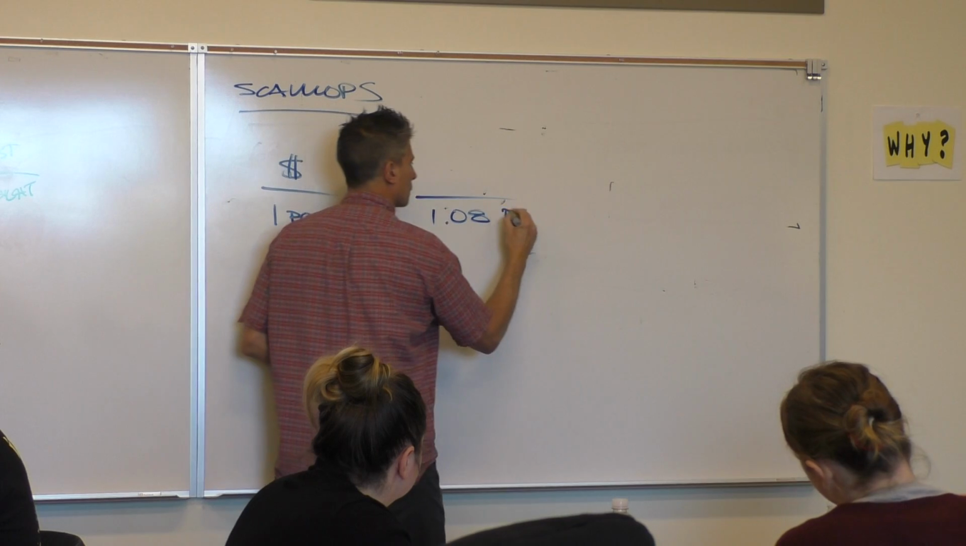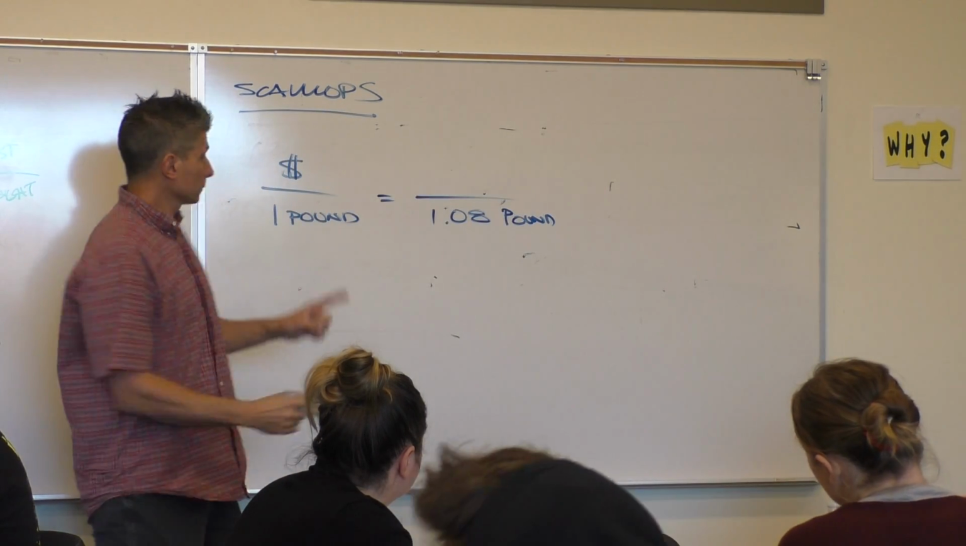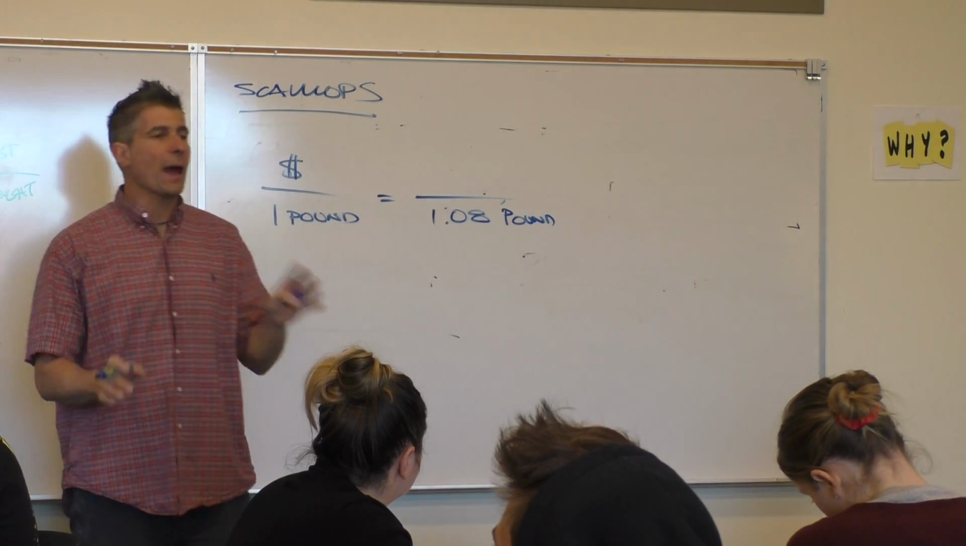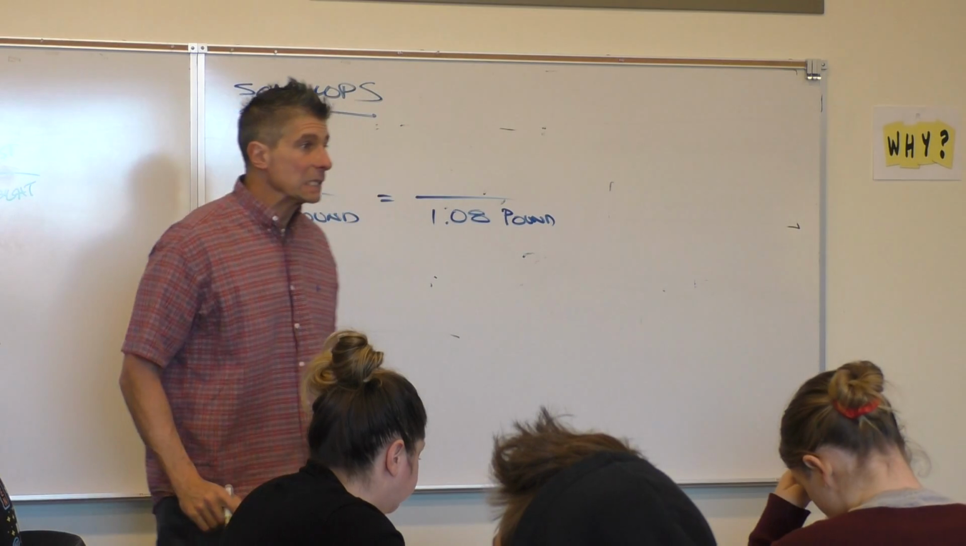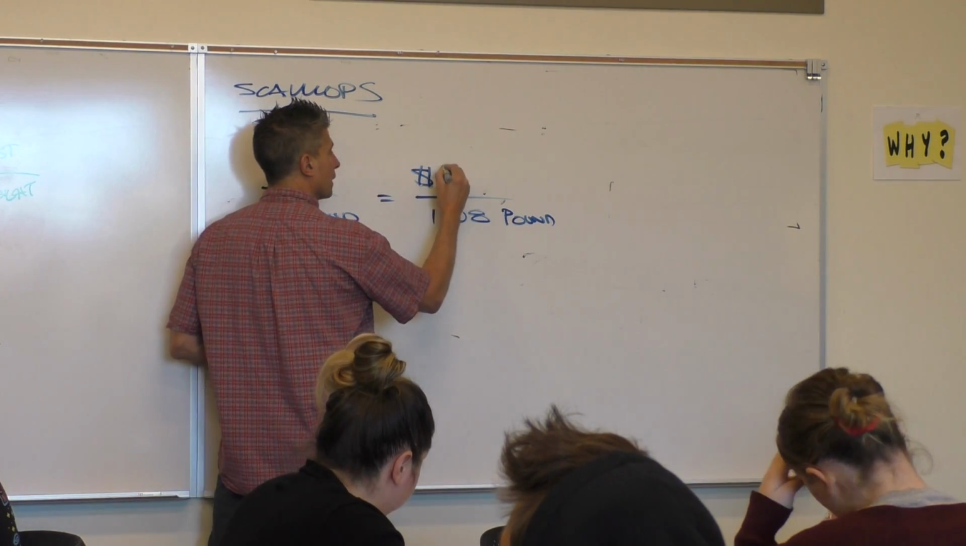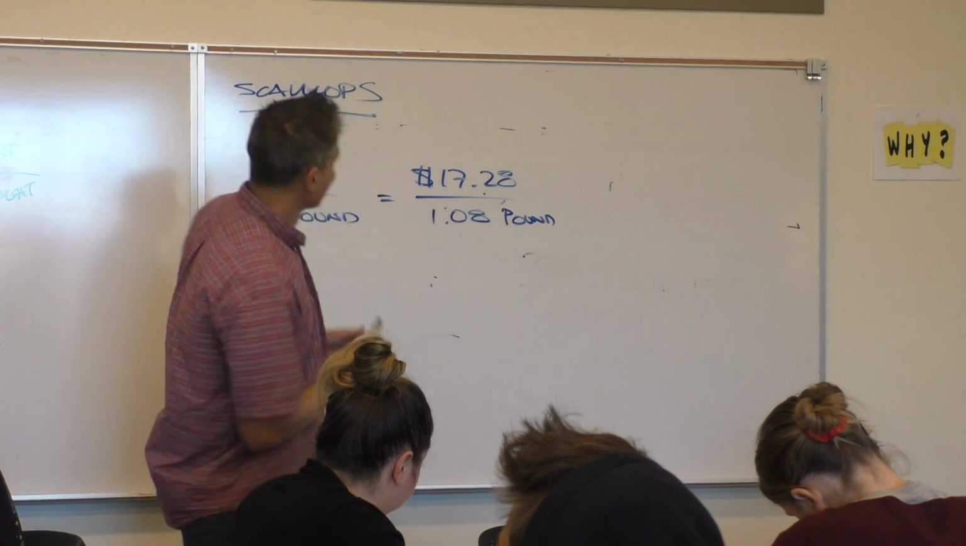Oh, I did it backwards. That's okay, you went upside down. You put the pounds up top, the dollars on the bottom. No, I had the 1.08 reversed. Doesn't even matter, because they're equal. And then you know the total cost is $17.26. I believe I got that number correct. 26 cents, thank you.